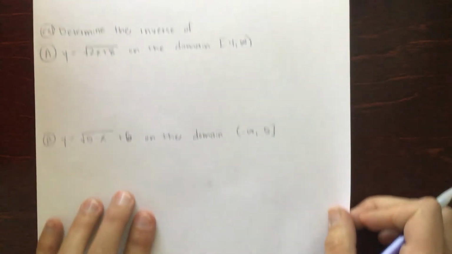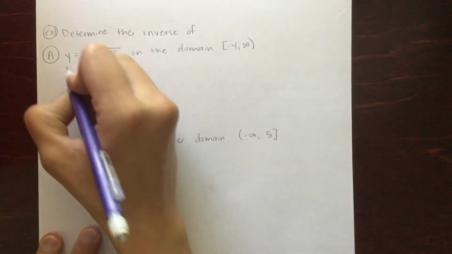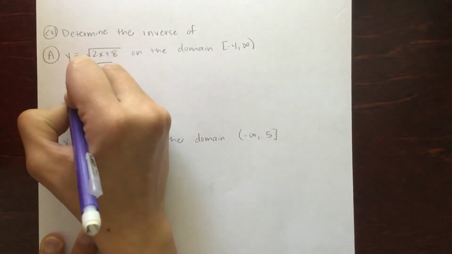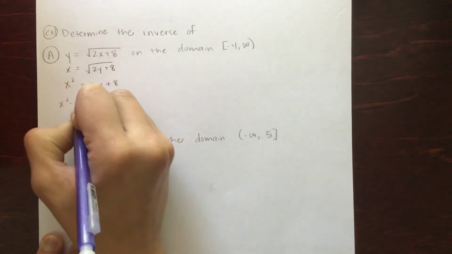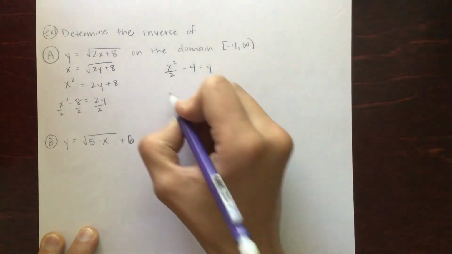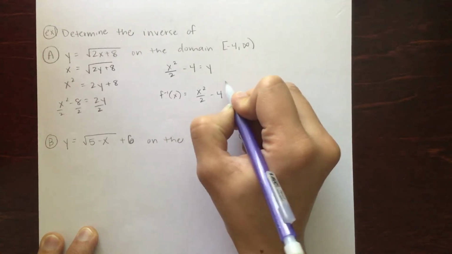Okay, let's do some examples. It's not quite as difficult as it seems. Determine the inverse of the following functions. So y equals square root of 2x plus 8 on the domain -4 to infinity. Let's first figure out what the inverse would be. So remember, that means switch your x and y's and then solve for y. If you want to write it in inverse notation, this is my inverse.